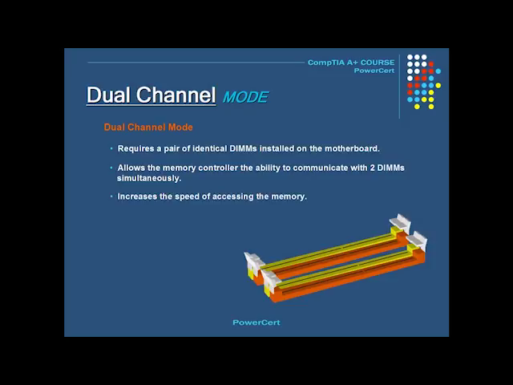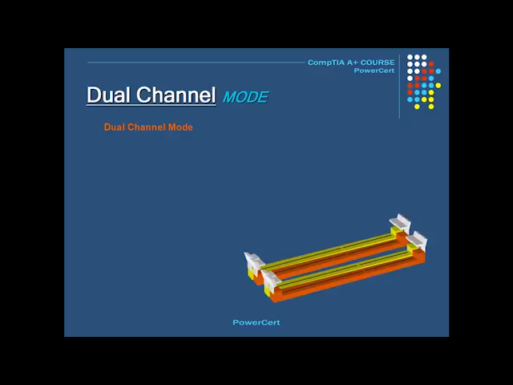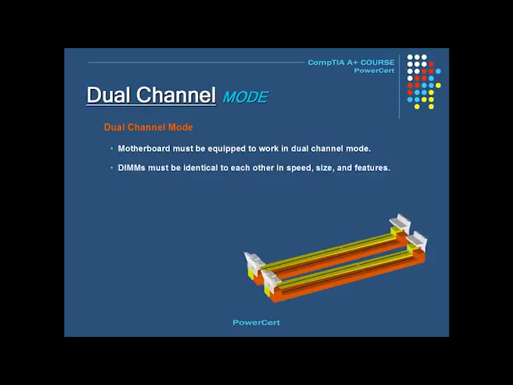In order for dual channel to work, the motherboard must be equipped to work in dual channel mode, and the memory DIMMs must be identical to each other in speed, size, and features. Then the DIMMs must be inserted into the motherboard in a specific slot configuration in order to enable dual-channel mode.